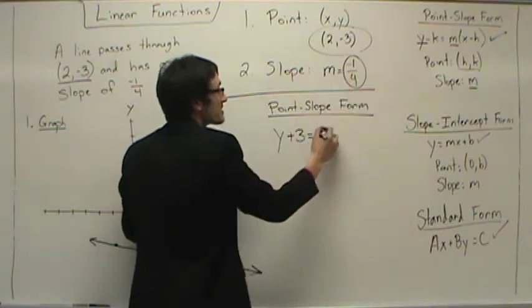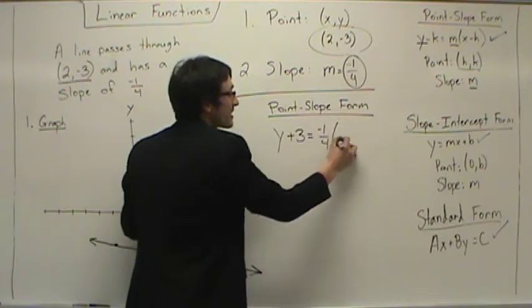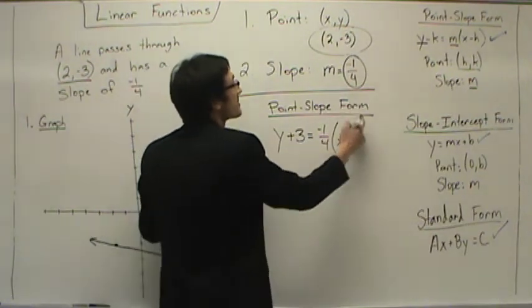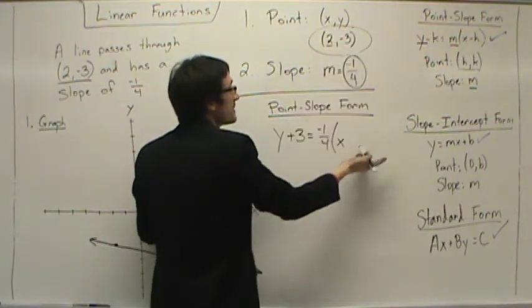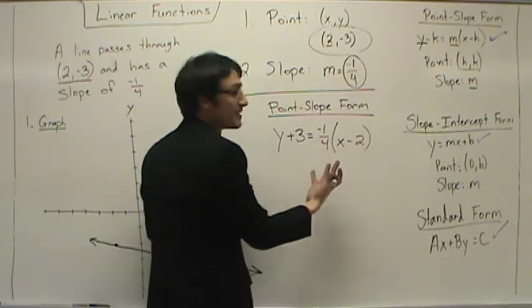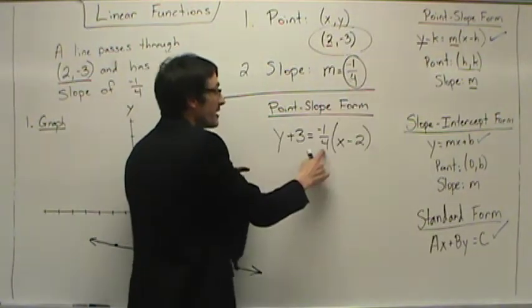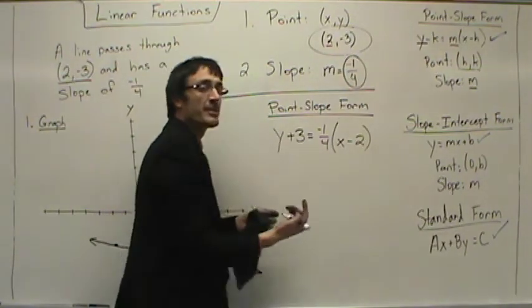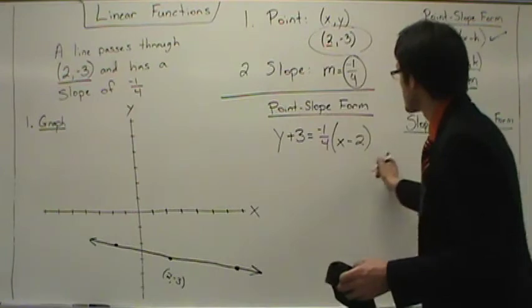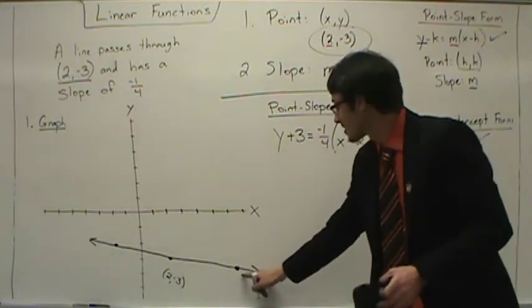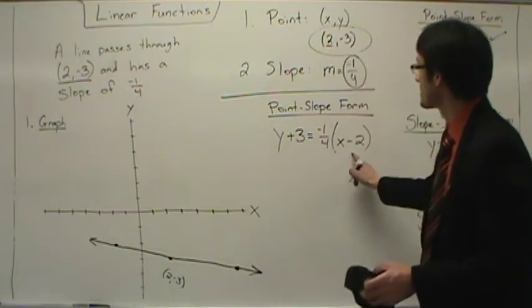The slope goes next. The slope is -1/4. We open a set of parentheses, put x. Next to x goes the opposite of the x value. Since the x value is 2, the opposite of 2 is -2, and you're done. So simply put the slope here, put your x value here, put your y value here. It's pretty much that easy. All right, so this is the equation of this line. We'll talk more about what that means later.